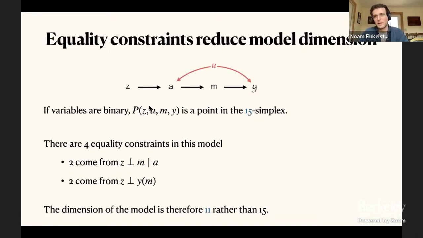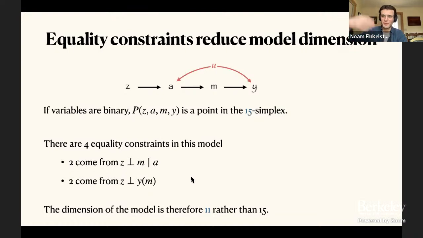15 simplex. In addition to this information, we also know there are 4 equality constraints due to the structure of this model. 2 of them are from Z being independent of M given A, so you get 1 for each value of A, and then you get 2 from Z being independent of Y after intervention on M, which is an identified distribution. You get 1 for each value of M. And so using these 4 equality constraints, we can say the real dimension of the model is 11 instead of 15.